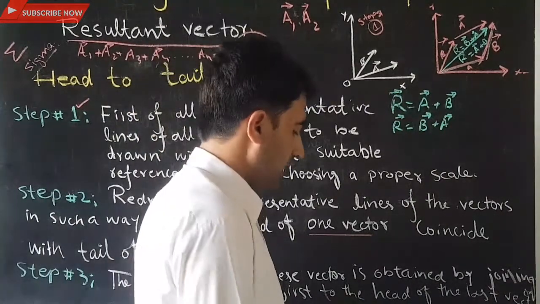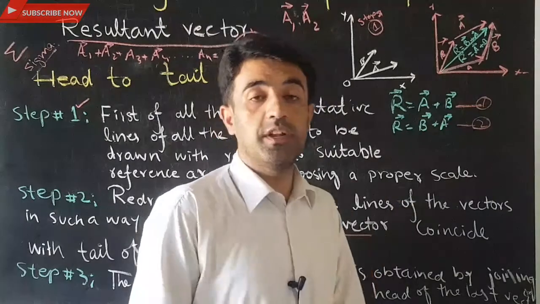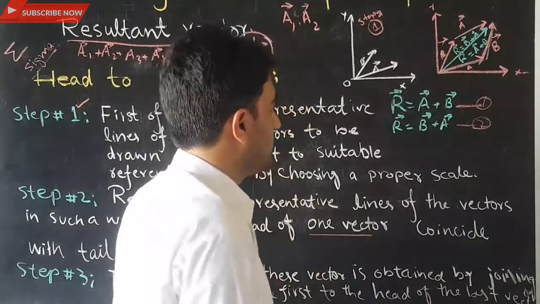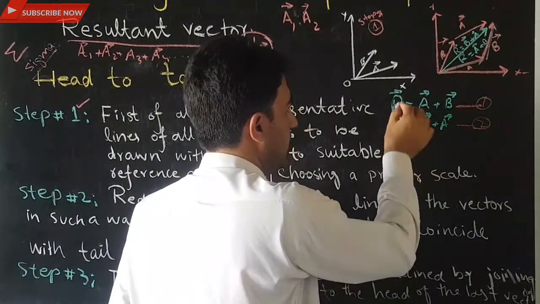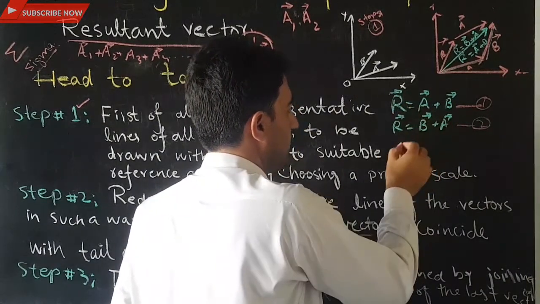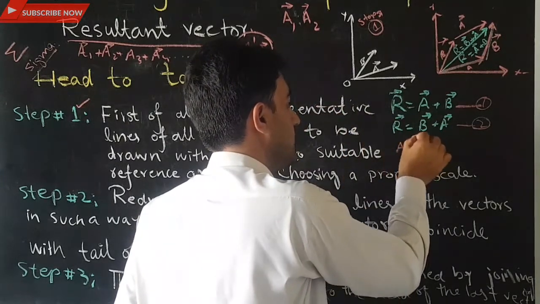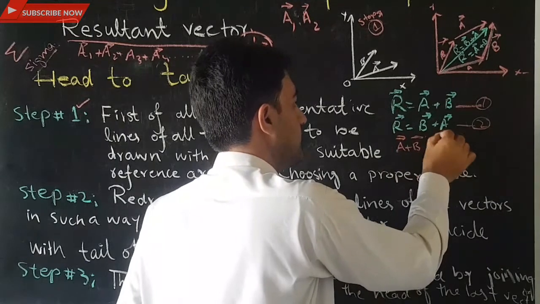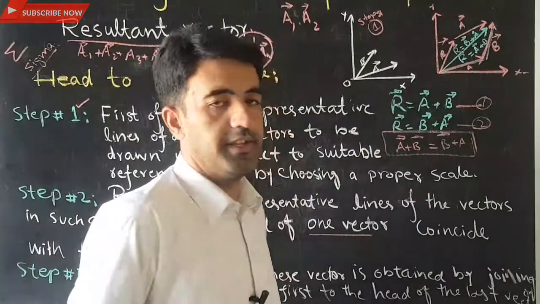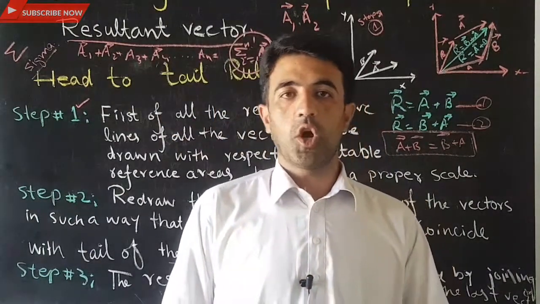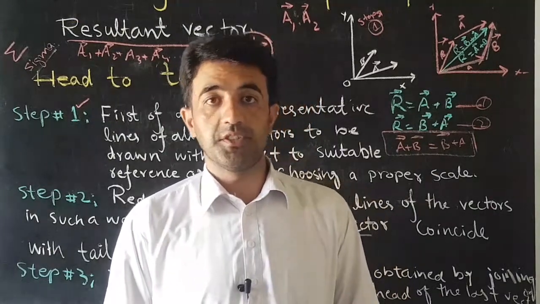So from equation 1 and equation 2, it is clear that vector addition is commutative in vector algebra. For example, equations 1 and 2 can be written as A plus B is equal to B plus A. So from this result I concluded that vector addition is commutative, that is, it obeys the commutative property in vector algebra.